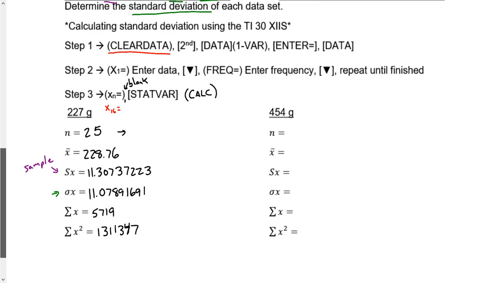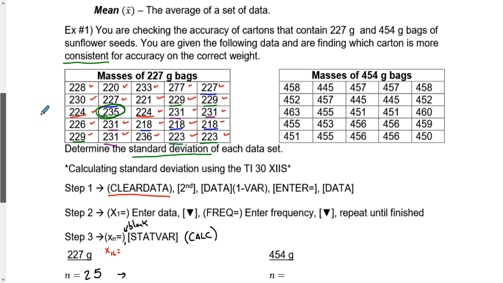What we do need is this sigma x. This is the one we want. This is not the one we want. We want the standard deviation, and it's actually the population, which means it is the standard deviation of all of this data.